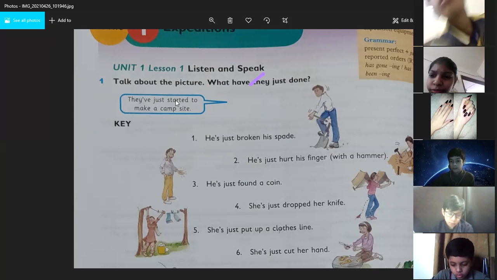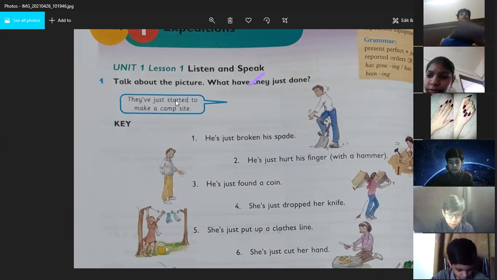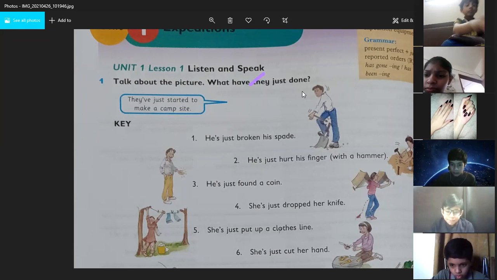He's just found a coin. Now look at picture number four. What she's doing, she has just dropped her knife. Can you see the knife which is behind her?